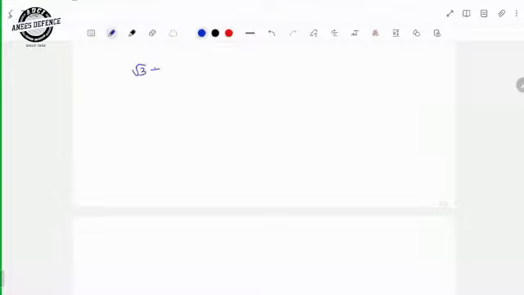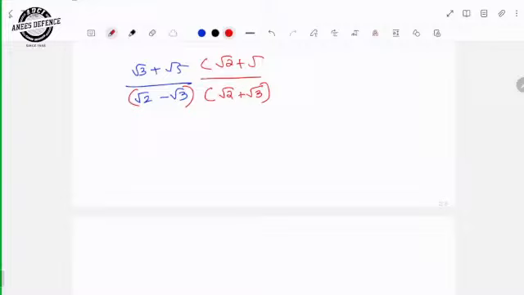Root 3 plus root 5 divided by root 2 minus root 3. So we are focusing on the denominator part. Multiply numerator and denominator by the conjugate of the denominator. The conjugate of root 2 minus root 3 will become root 2 plus root 3. So multiply the denominator and numerator.